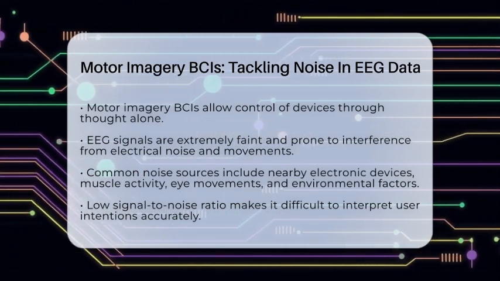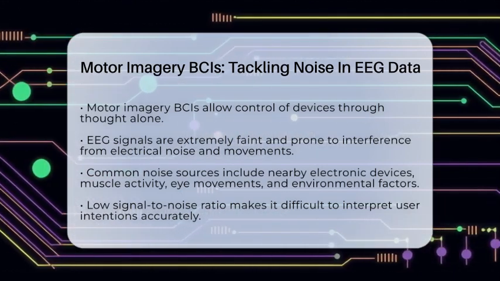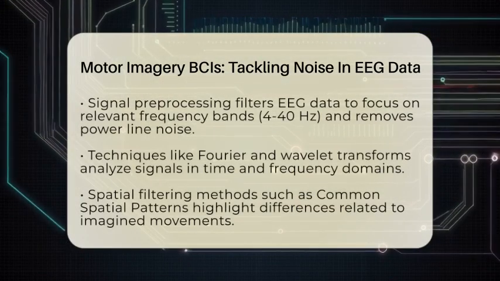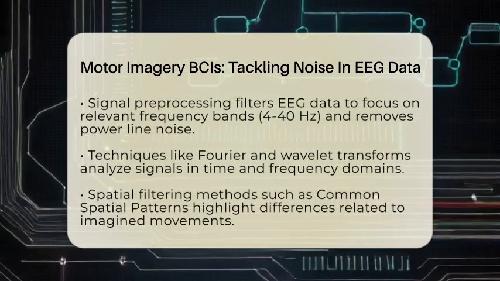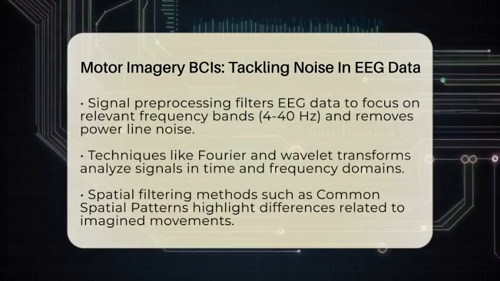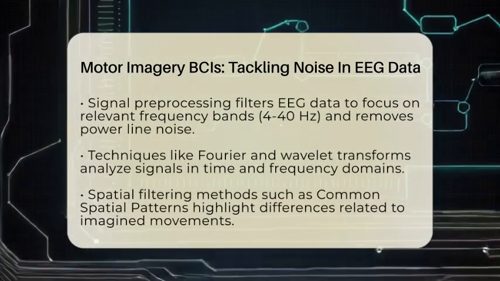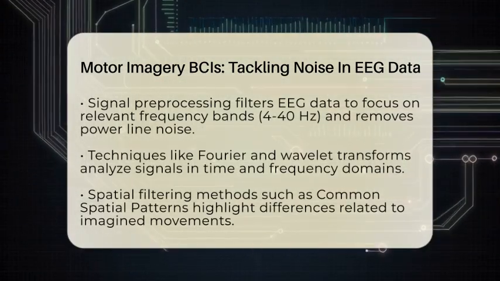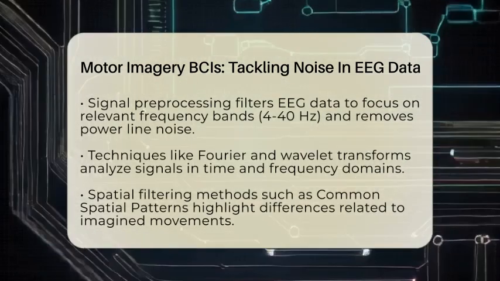All these sources of noise lower the signal-to-noise ratio, which is a measure of how clear the brain signals are compared to background noise. When the ratio is low, it becomes difficult for the system to accurately interpret what the user is imagining. To fix this, researchers use several strategies.